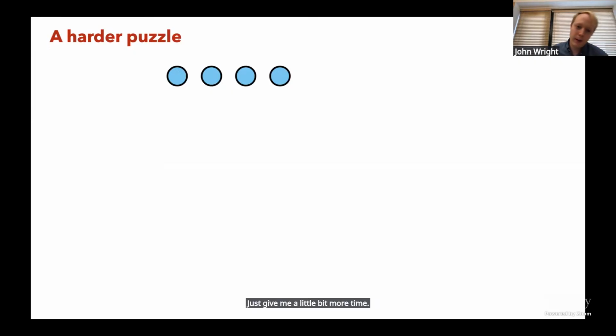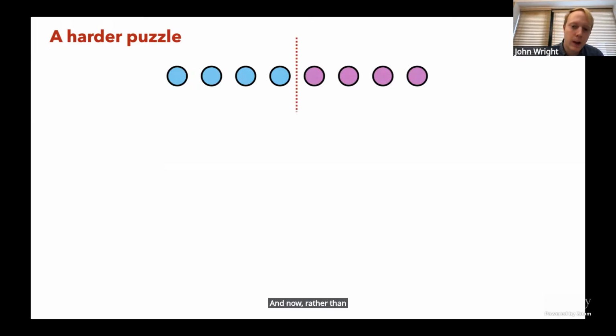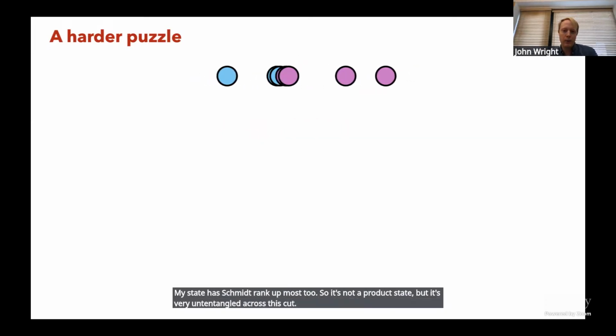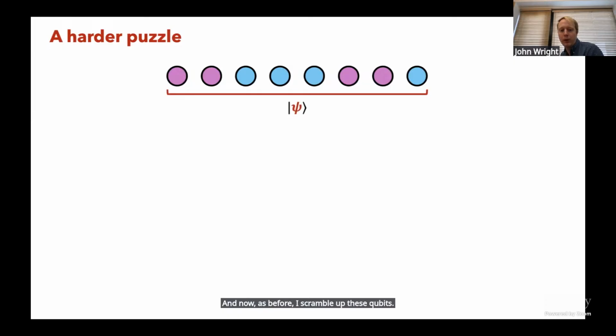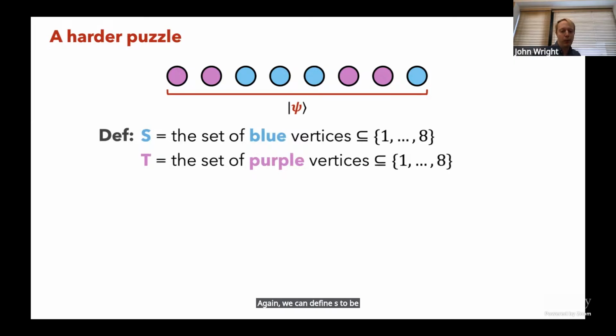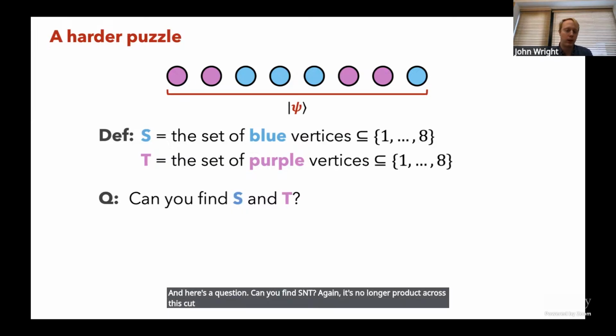Let's say same setup as before. We start off with some qubits that are blue, some qubits that are purple. And now, rather than them being in a product state, all I'm going to tell you is that across this cut, my state has Schmidt rank at most 2. So it's not a product state, but it's very unentangled across this cut. And now, as before, I scramble up these qubits, call this whole state psi. Again, we can define S to be the blue vertices, T to be the purple vertices. And here's a question. Can you find S and T? Again, it's no longer product across this cut, but it's still very low entanglement across this cut.